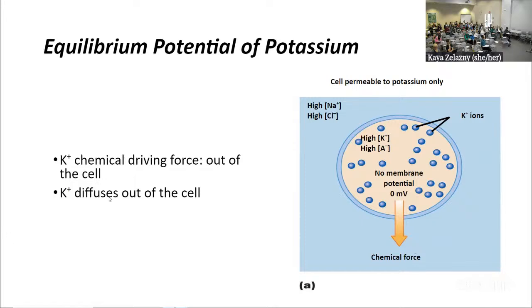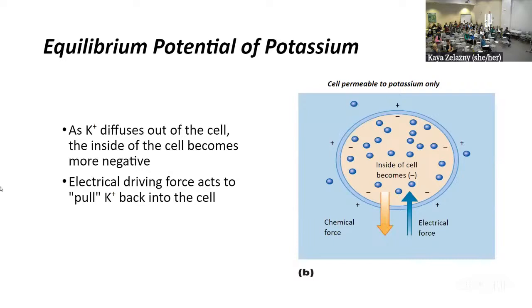That chemical driving force lets potassium go out of the cell through an ion channel. So you do have to have an ion channel in order for potassium to leave the cell. It can't go directly through the membrane. It's not lipid soluble, but we do have ion channels for potassium. We have leak channels. So as that potassium leaves the cell down that chemical gradient, right?